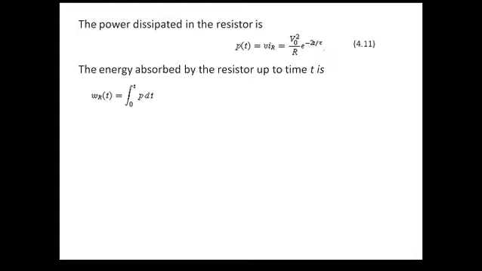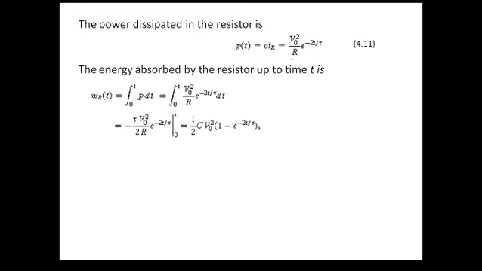What is the relation between power and energy? Power is equal to dW by dt, the basic definition, so energy is equal to the integration of P dt. So W R of t, the energy absorbed by the resistor, is equal to the integral from 0 to t of P dt. Substituting the P expression, that is the integral from 0 to t of V naught square by R into e power minus 2t by tau into dt.